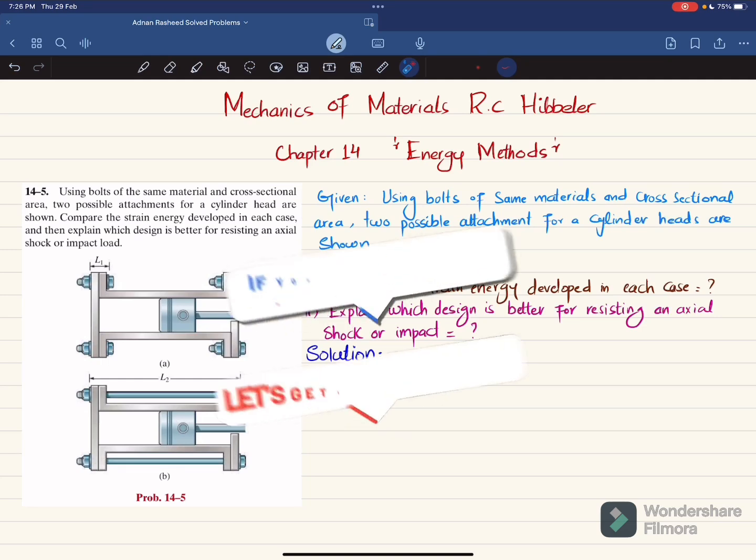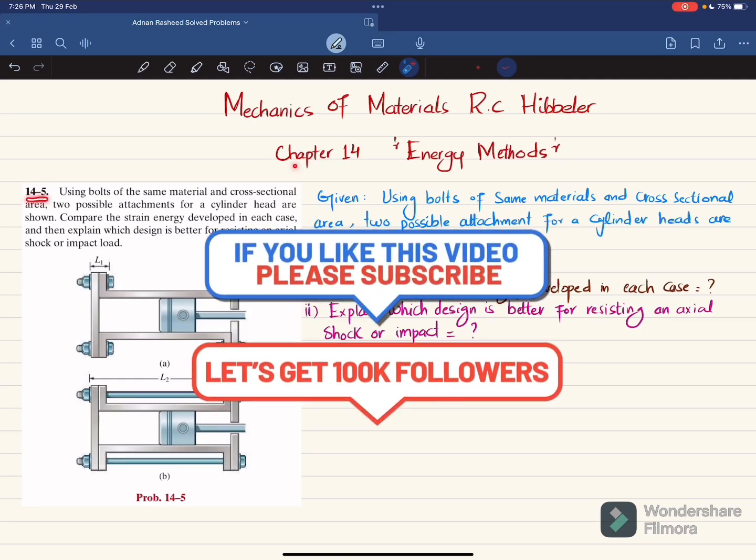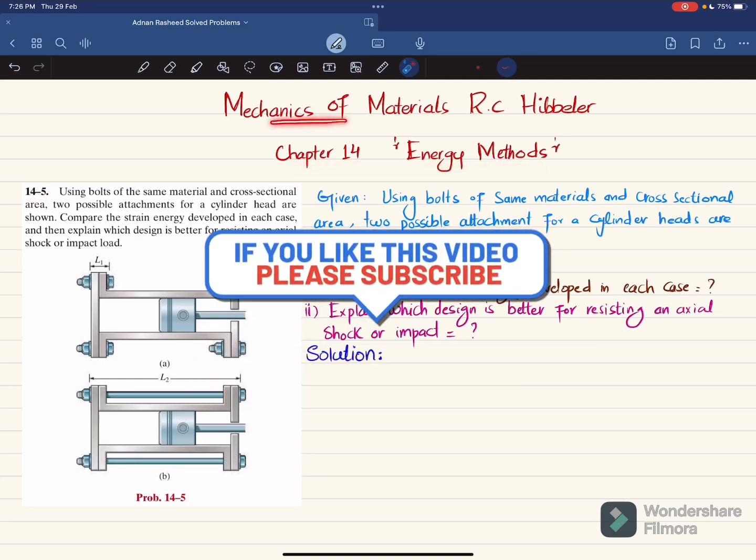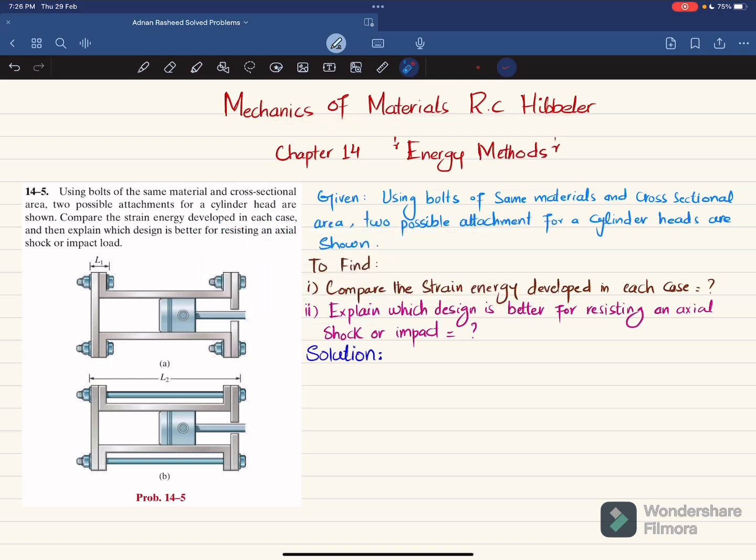Welcome back. In this video, we are going to solve problem 14-5, taken from chapter number 14, Energy Methods, and the book is Mechanics of Materials by R.C. Hibbeler. The statement is: using bolts of the same material and cross-sectional area, two possible attachments for cylinder heads are shown. Compare the strain energy developed in each case, and then explain which design is better for resisting an axial shock or impact load. You can see this is design A and this is design B, and this is a piston, and this is the cylinder head.